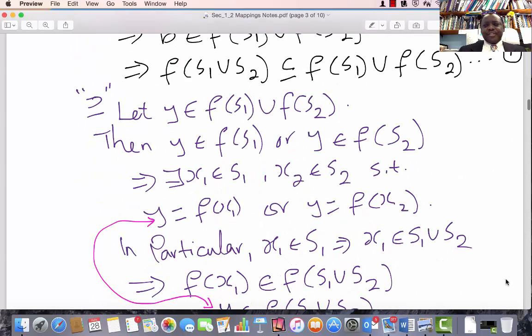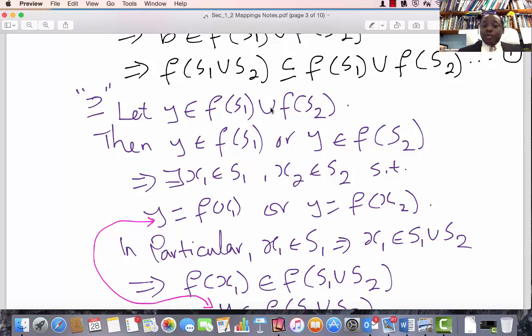Now let us look at the reverse inclusion. This time around, let me not use B, let's use Y so that we can see how to play around with Y and X, A, and B. Now, let Y be an element of the right-hand side, f of S1 union f of S2.